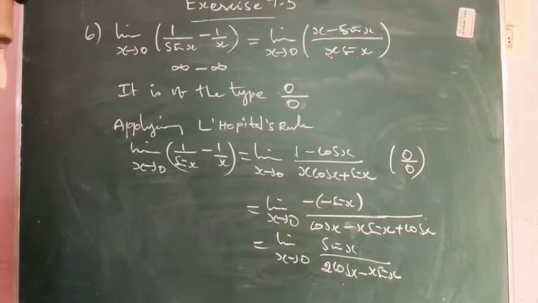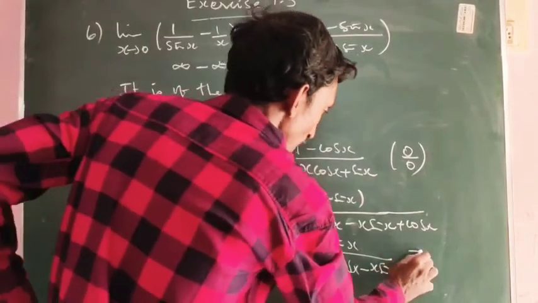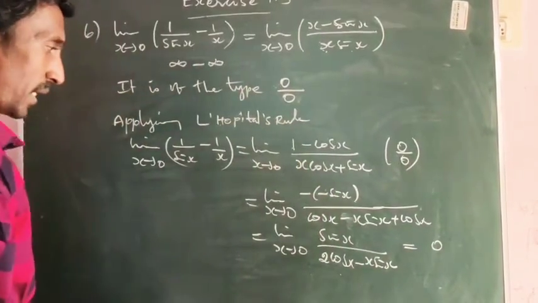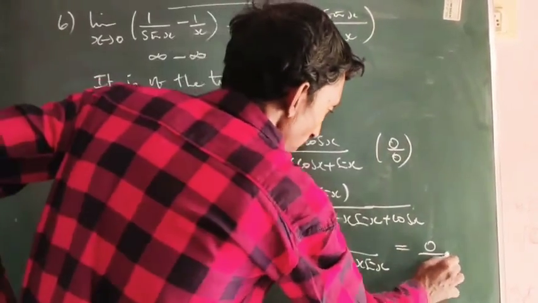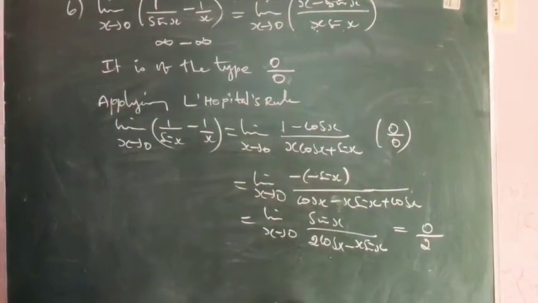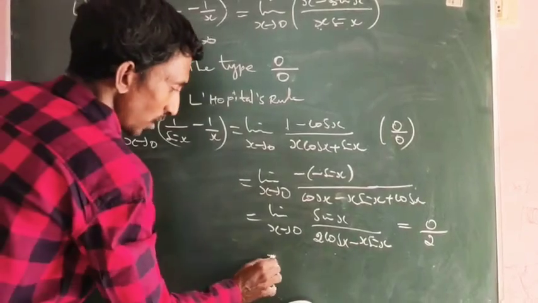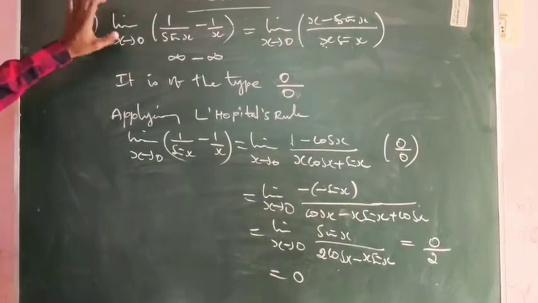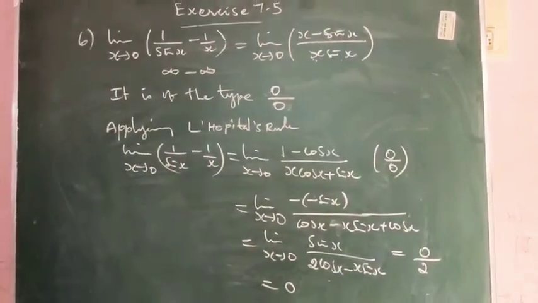Now put x equal to 0, sin 0 is 0. Denominator, cos 0 is 1, so 2 into 1 minus 0. So 0 by 2 is 0. So 0 is the value for the given expression.